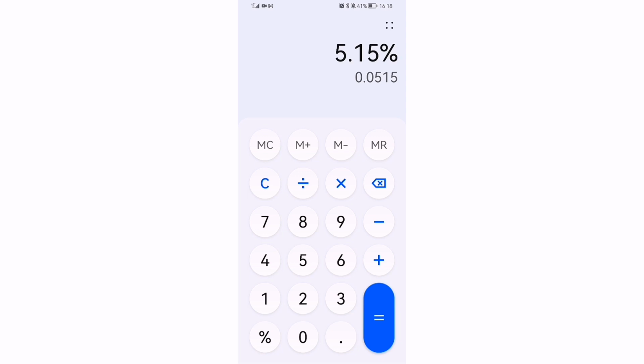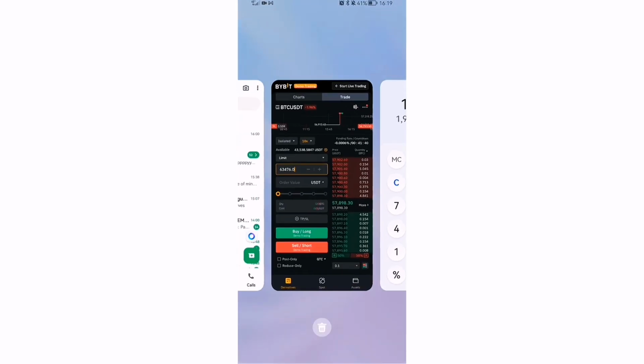Now we have 0.0515. So now we are going to be dividing our risk amount by this figure. Our risk amount is $100, then divide by 0.0515. So this is our position size, and this is what we got.